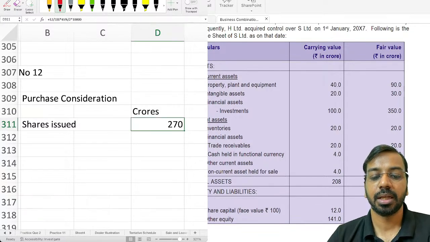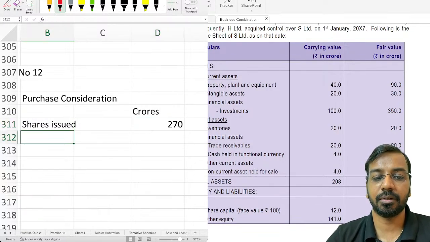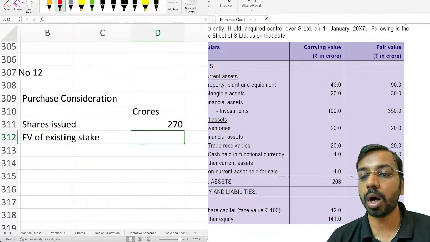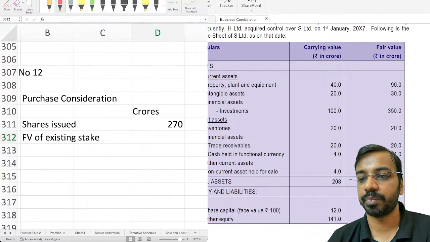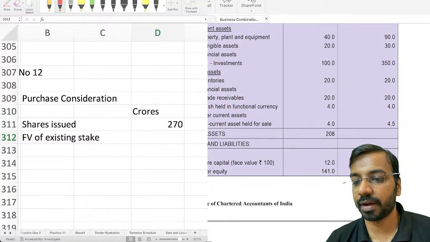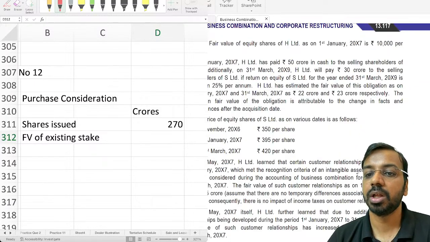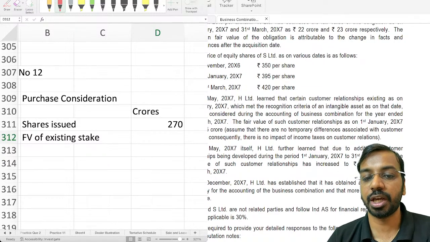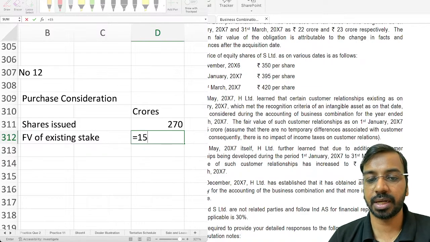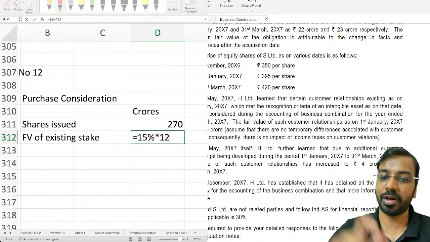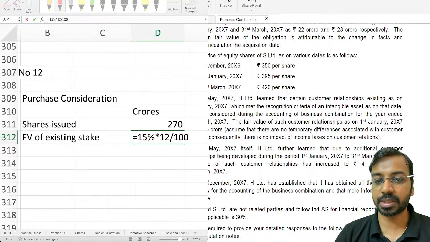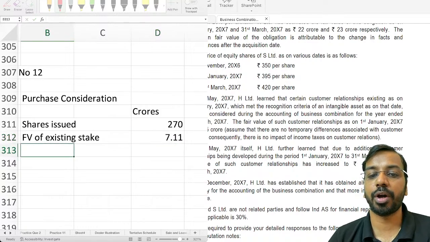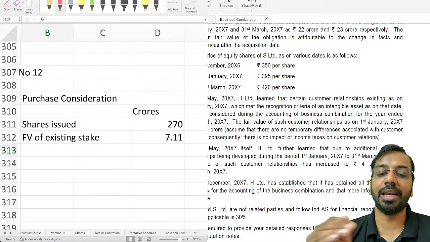Then fair value of existing stake. For this, what we have to check is the value per share on the date of acquisition. Here the question has given that on the date of obtaining control, value per share is 395. So we have how much? 15% stake. 15% of 12 crores divided by 100. Why am I dividing by 100? To get the number of shares. 15% into 12 divided by 100 into 395. What I get is 7.11. So that is the fair value of existing stake.